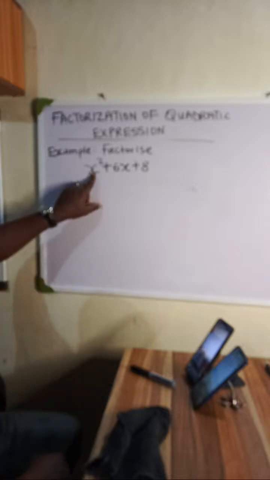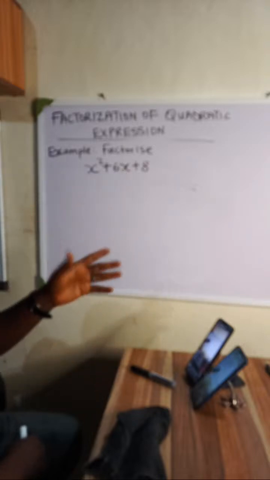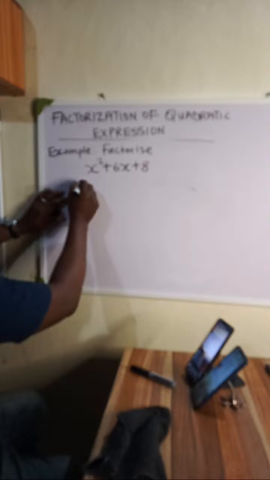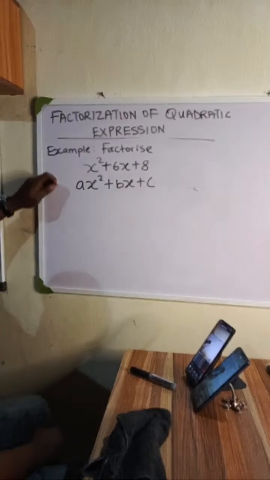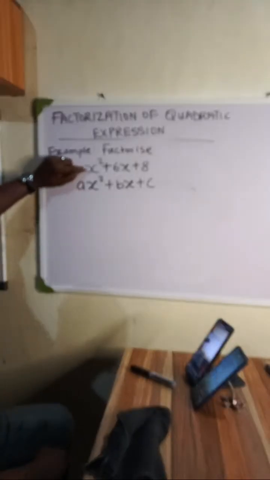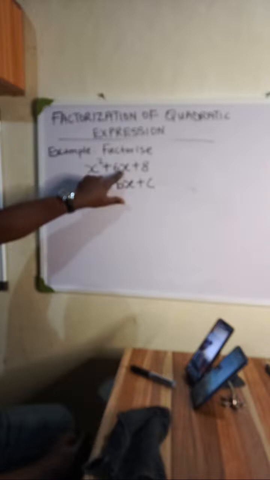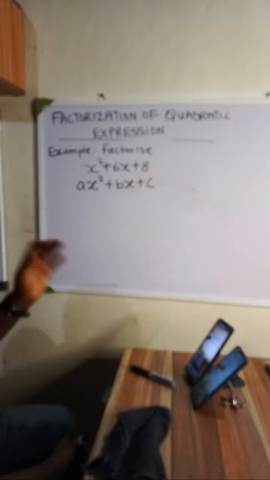So the number in front of each variable is called a coefficient. Okay, so x squared has a number in front of it, and x has a number in front of it. So this quadratic expression can be written as ax squared plus bx plus c, where a is the number in front of x squared, b is the number in front of x, and c is the number that does not contain an alphabet. Okay, so these three are very important.